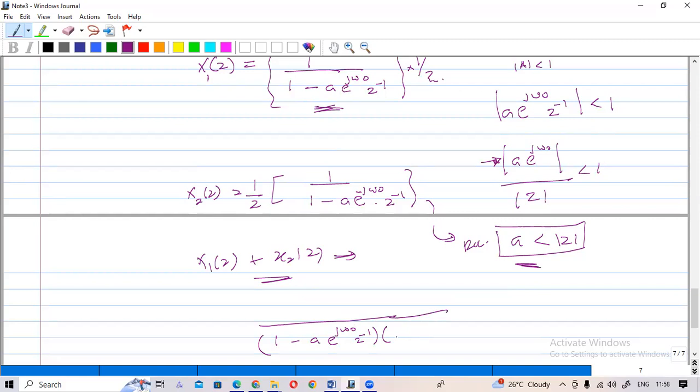times 1 minus a e to the power minus j omega naught z to the power minus 1. And you will have here 1 minus a e to the power j omega naught plus 1 minus a e to the power minus j omega naught. So you can see that again you have a e to the power j omega naught and a e to the power minus j omega naught. So again, using the Euler formula, you can convert this to a cosine term.